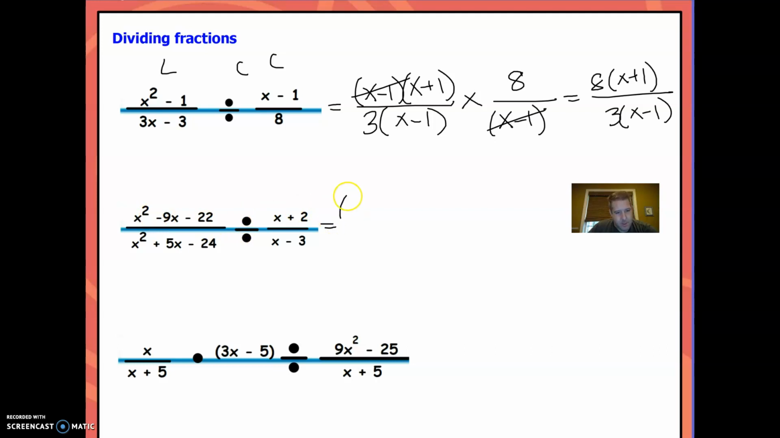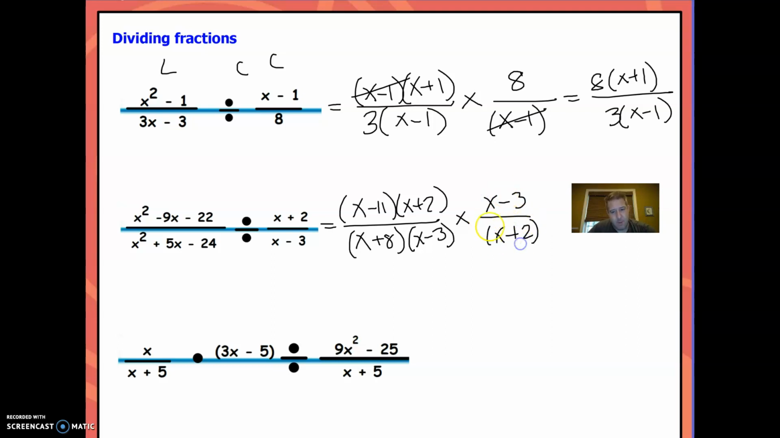All right, so the next one, I'm going to do x. So I'm looking for, what's that, negative 11 and x plus 2. And then on bottom, we have x squared plus 5x minus 24, so it's not going to be 12 and 2, it's 8 and 3. So it's x plus 8 and x minus 3 being multiplied by. Now, once again, I'm going to flip this, leave, change, change, put the x minus 3 on top and the x plus 2 on bottom.